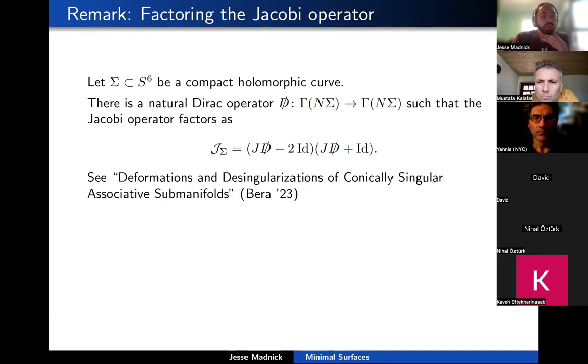Anyway, so the point is you can factor the Jacobi operator of a compact holomorphic curve like this. See, for example, this paper of Gorodski and Ferreira. And you can get more geometric information about the Jacobi eigenspaces.